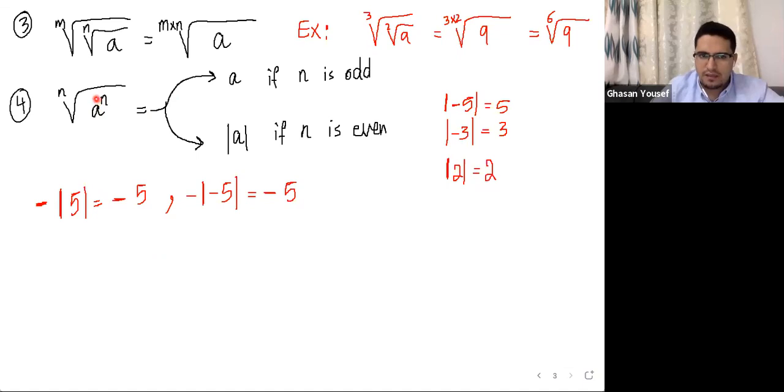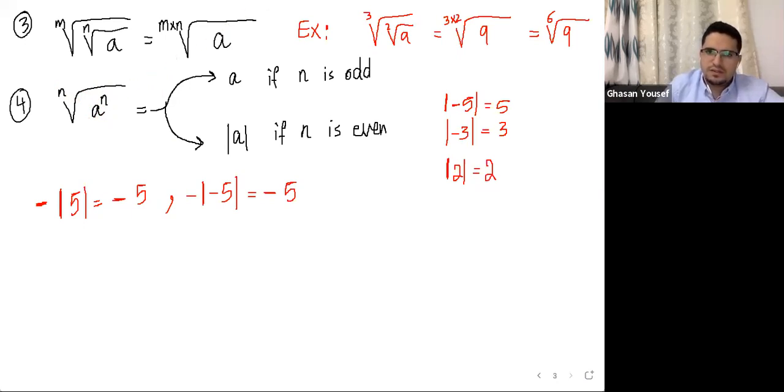So here, if n is an odd number, it doesn't matter what is inside. If it's negative, we keep it negative. If it's positive, we keep it positive. But if n is even, what is inside must be positive. How can I make it positive? I take the absolute value. Make sense? If n is an even number, inside must be positive, so to take the positive, I have to take the absolute value. But if n is odd, it doesn't matter if inside is negative or positive, it will not affect the nth root.